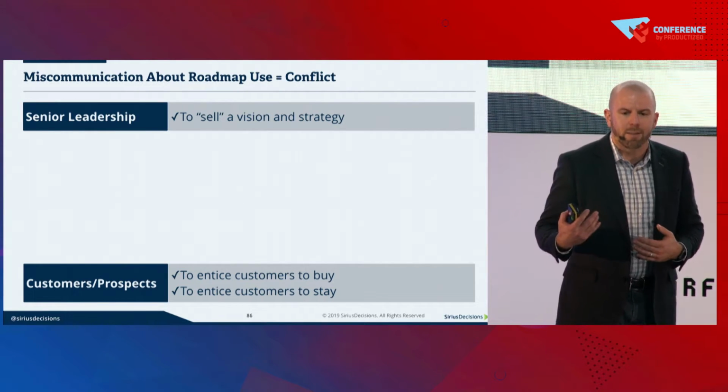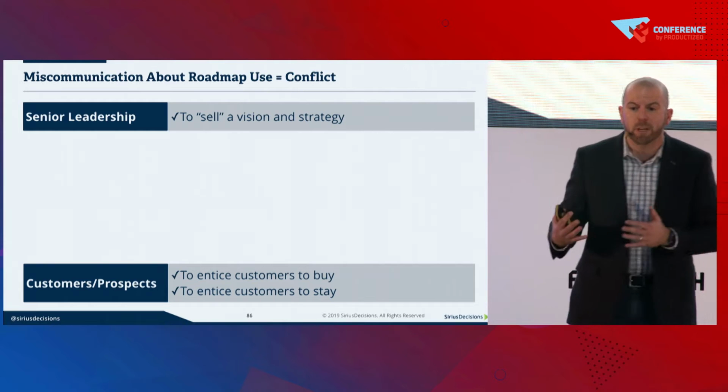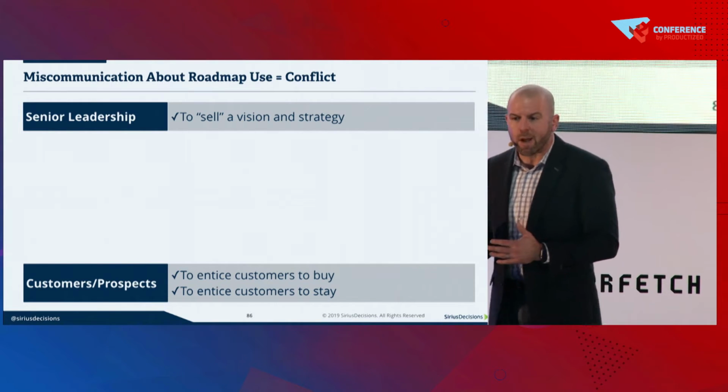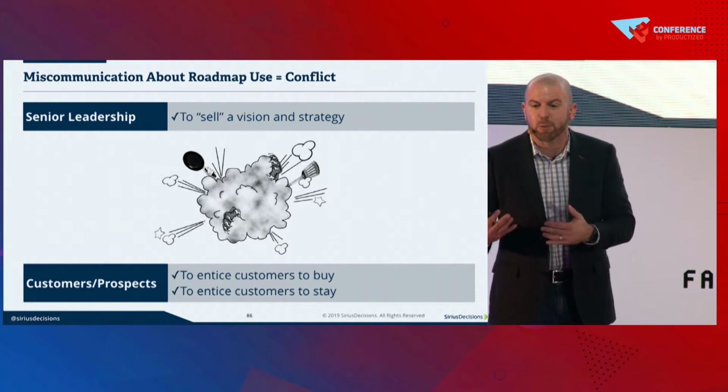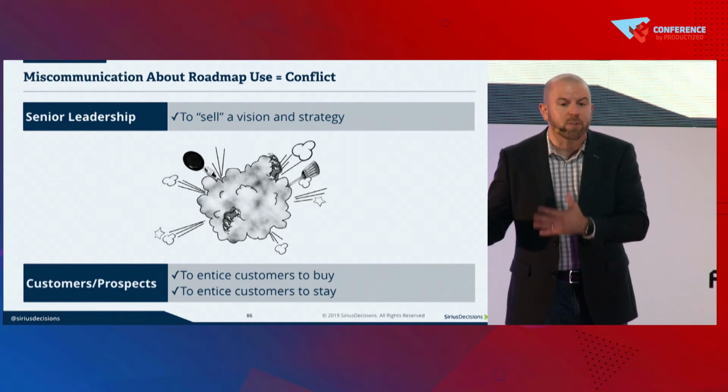And then meanwhile, that same roadmap might be used by your sales team to try to entice customers to buy or stay. Right? And this is where we get into conflict, because obviously if they're expecting, as I showed you earlier, a promise of what's going to be delivered, that's not what your roadmap was intended for. So we need to start with a definition of what a roadmap is, and I think sometimes it's easier to talk about what a roadmap is not.